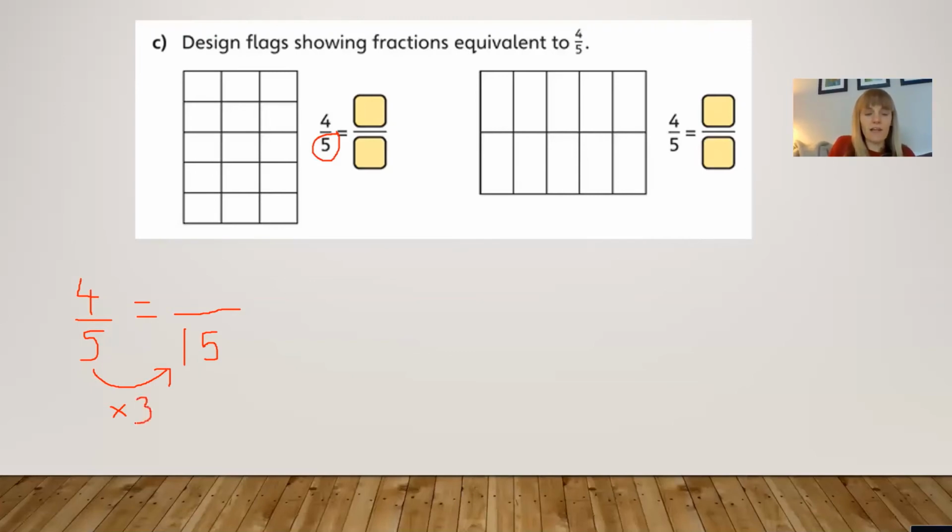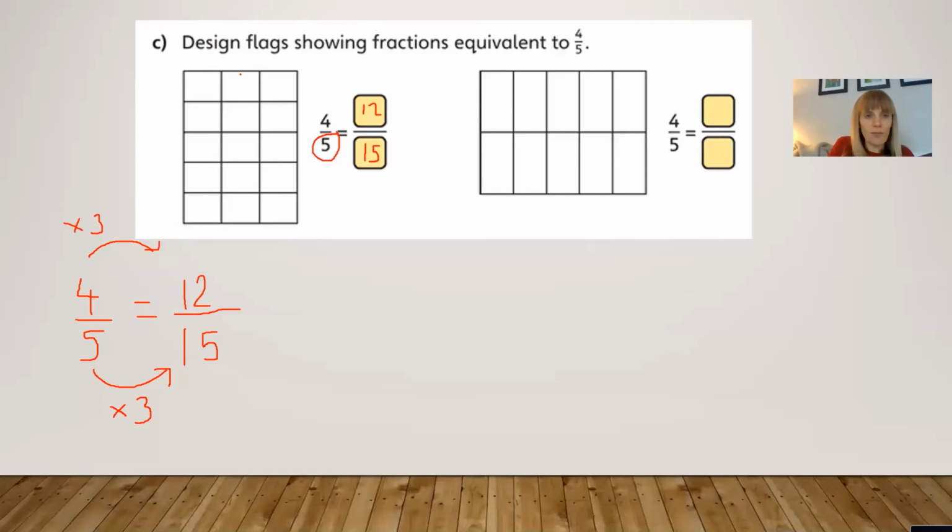Now, if you remember a little earlier, I said with fractions, you have to do the same to the top that you do to the bottom. So here I've times the bottom by 3. So what am I going to times the top by? I'm going to times it by 3. So if I do 4 and I multiply it by 3, what am I going to get? I'm going to get 12. So I can write in here that 4/5 is equivalent or same as 12/15.